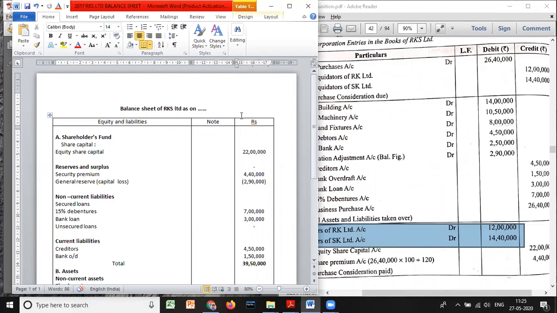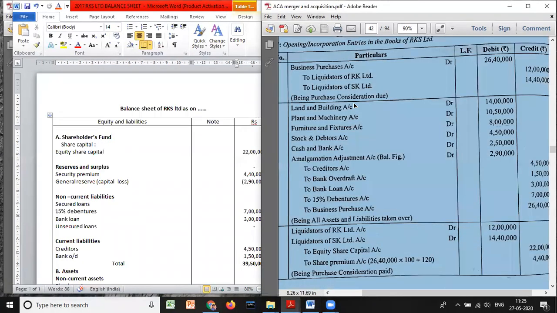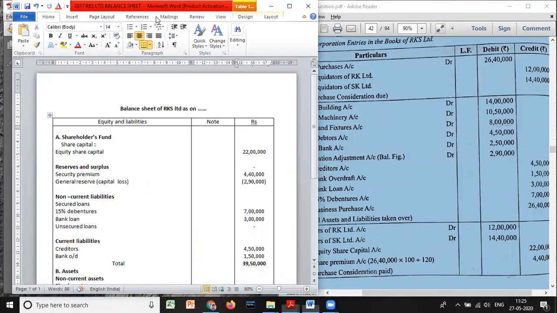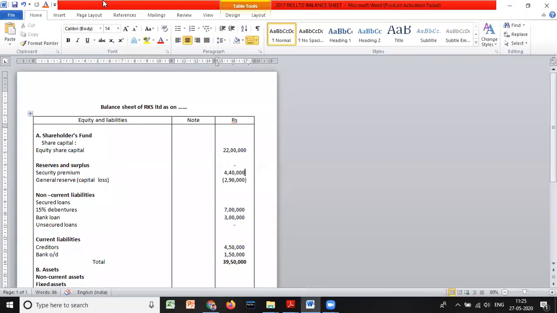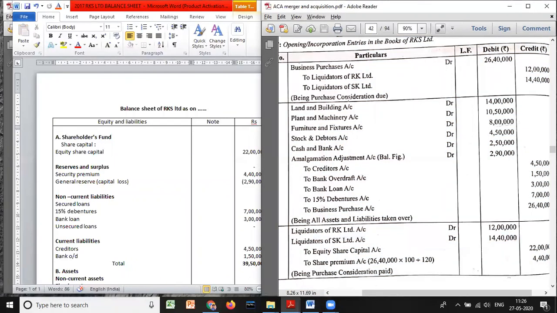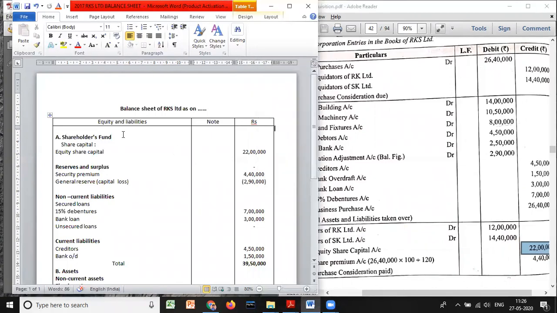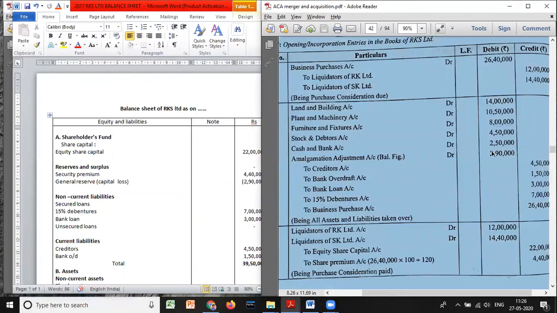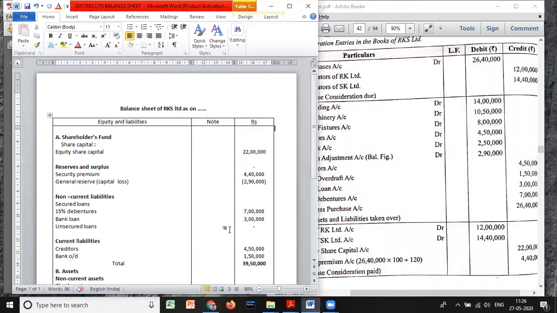Under shareholders fund, we have only equity share. So equity share capital, how much we have? 22 lakh we have, and securities premium how much we have? 4 lakh 40,000 we have. Look at your shareholders fund. Under that, equity share capital 22 lakh. Under reserve and surplus, share premium 4 lakh 40,000 we have. You have to write the same.